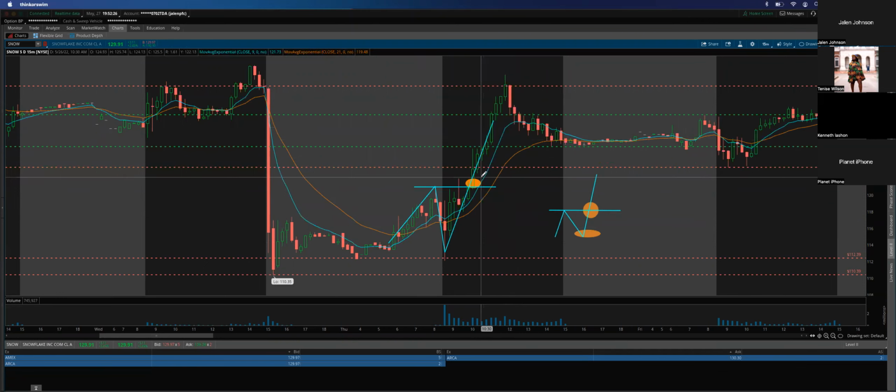And what did it do? It held above the 9 EMA really quickly. If a stock is above the 9 EMA, what does that mean? Uptrend. What else? It's bullish, right? If a stock is below the 9 EMA, what does that mean? It's bearish, right? So keep it simple, guys.